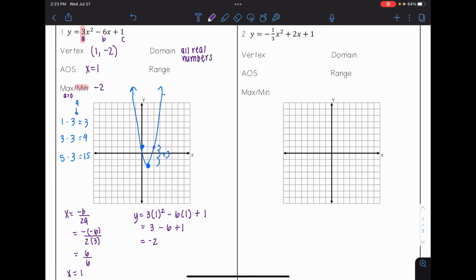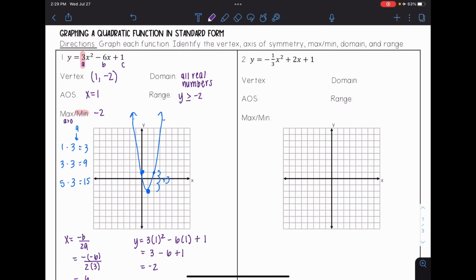And then my range is going to be y is either less than or equal to or greater than or equal to my max/min value. Here, since my graph is going everything above -2, this is going to be y is greater than or equal to -2. So number 2, we have y equals -1/3 x squared plus 2x plus 1.